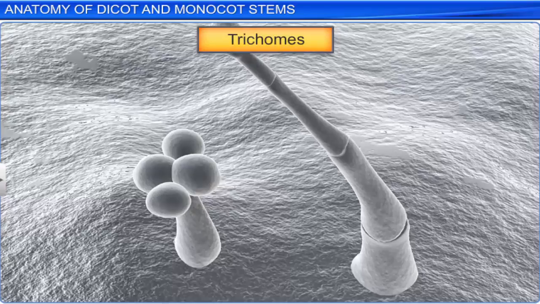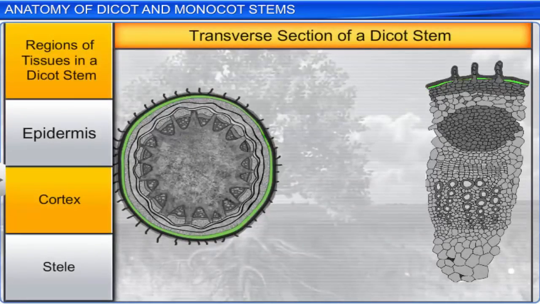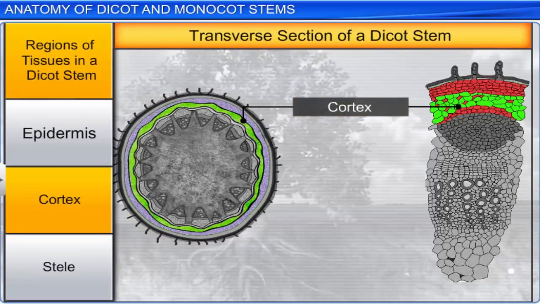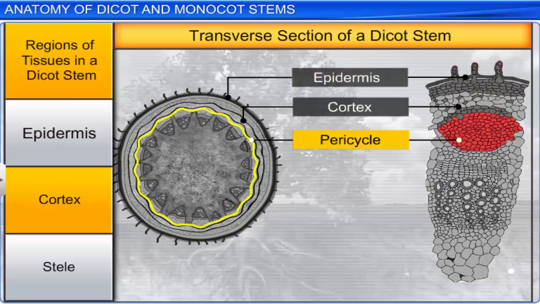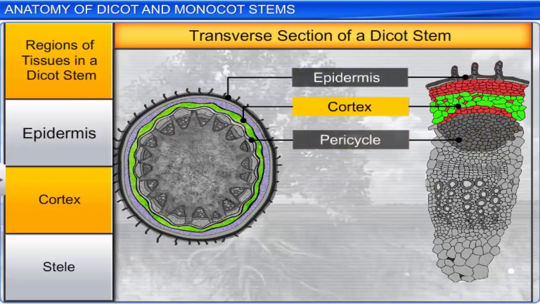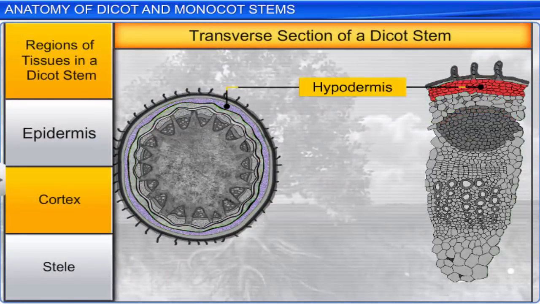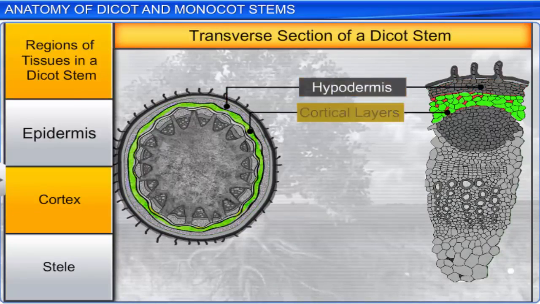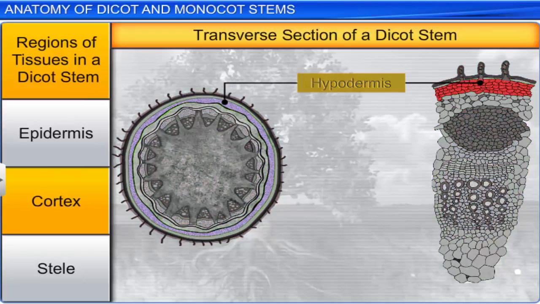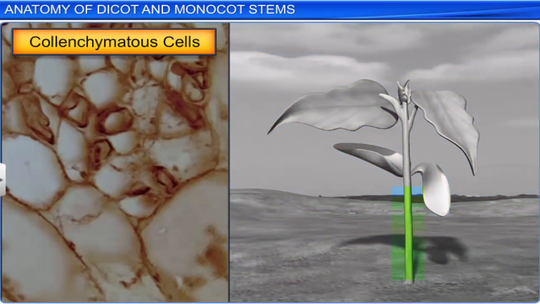The next region of a dicot stem is the cortex. It lies between the epidermis and the pericycle and consists of multiple layers of cells. The main function of this region is storage of food material. The cortex comprises three subzones, namely the hypodermis, the cortical layers, and the endodermis. The hypodermis is the outermost zone of the cortex, which consists of a few layers of parenchymatous cells. These cells strengthen the young stem of a plant.